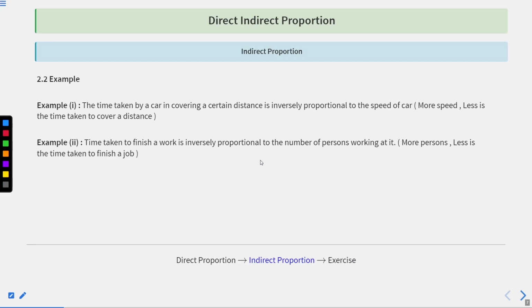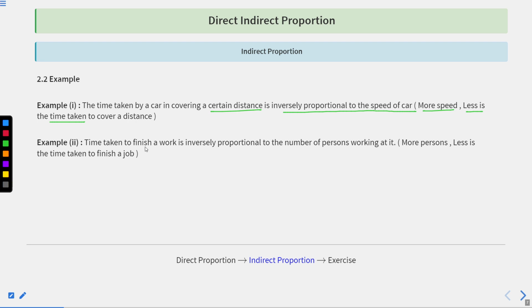For example, the time taken by a car in covering a certain distance is inversely proportional to the speed of the car. Like you are in a car and you are moving. If your speed is more, then more speed, less time taken. Correct? If your speed is more, then the time taken to cover a certain distance will be less. And if you are taking more time, then definitely you are moving at a low speed.